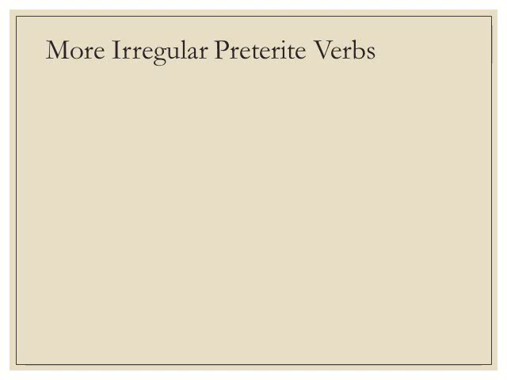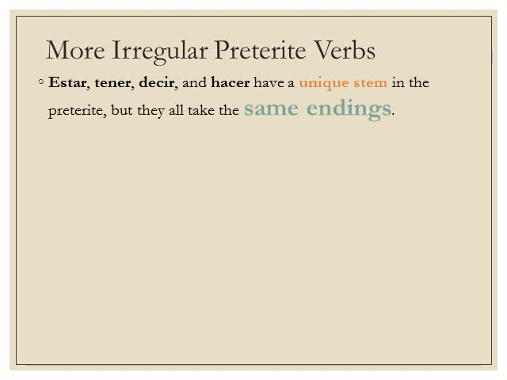So we have our last little group now. Estar, tener, decir, and hacer have a unique stem in the preterite, but they all take the same endings. So these aren't necessarily stem-changing verbs. It's not one vowel that changes. Sometimes it's 2 letters, or sometimes it might even be 3.